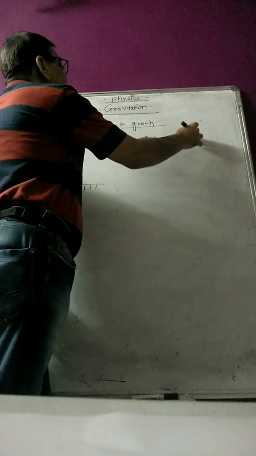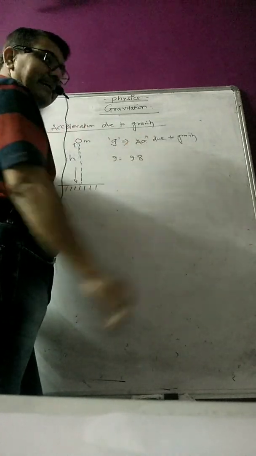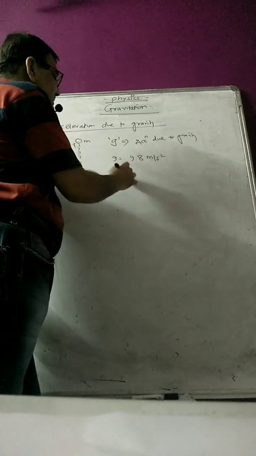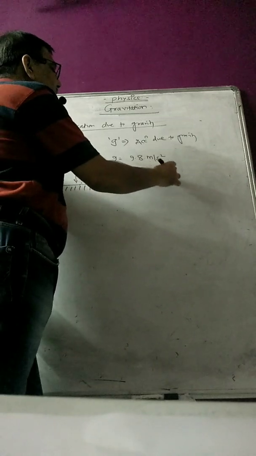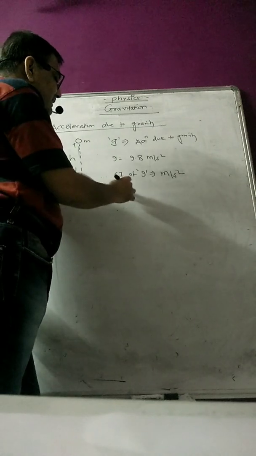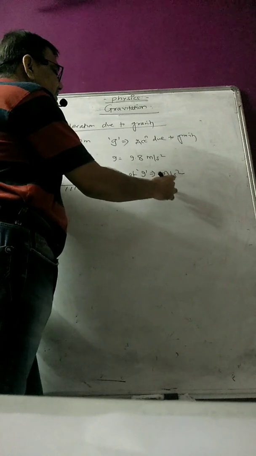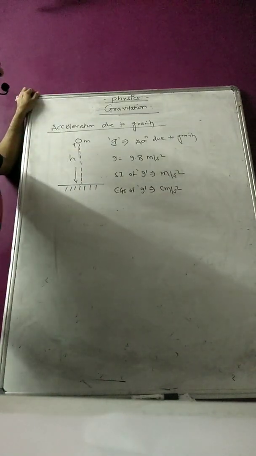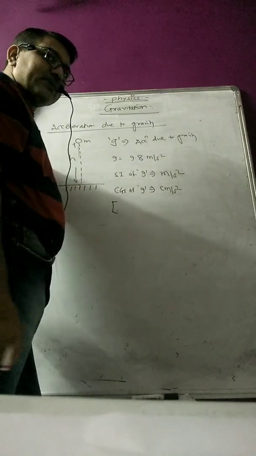You know what the value of acceleration due to gravity is? g is equal to 9.8 meter per second square. The SI unit of acceleration due to gravity is meter per second square, and the CGS unit is centimeter per second square. You remember that: the SI unit and the CGS unit. So what are the dimensions of acceleration due to gravity?